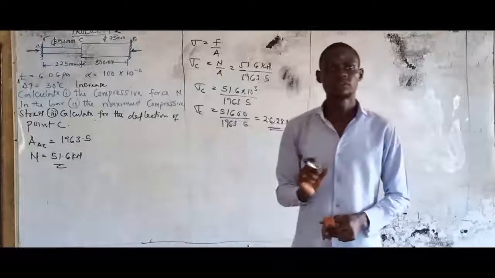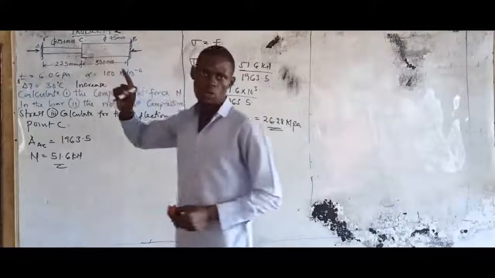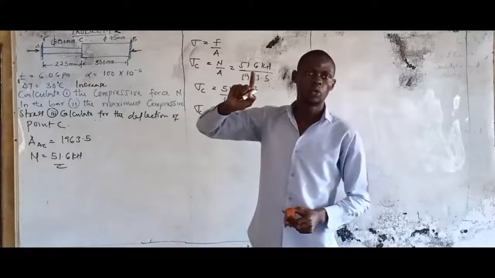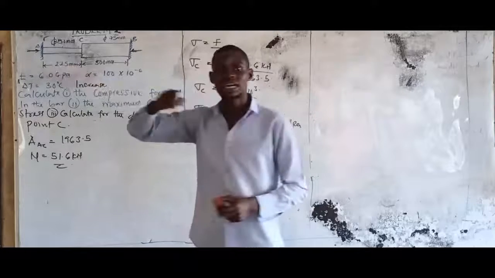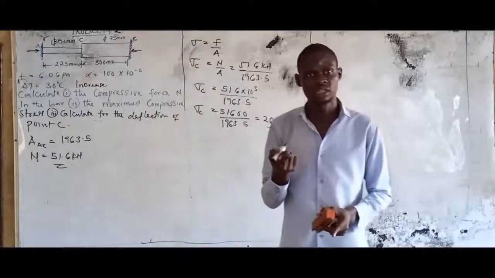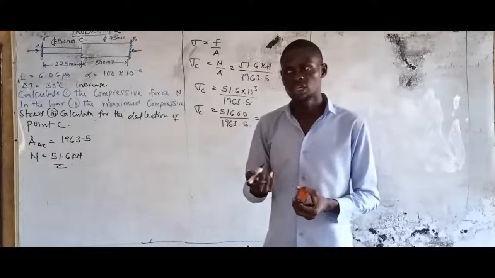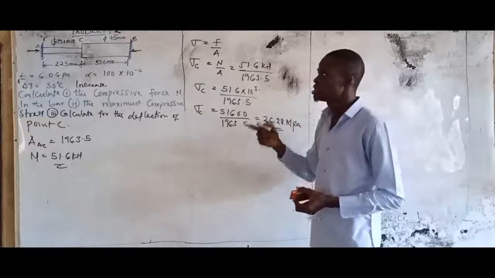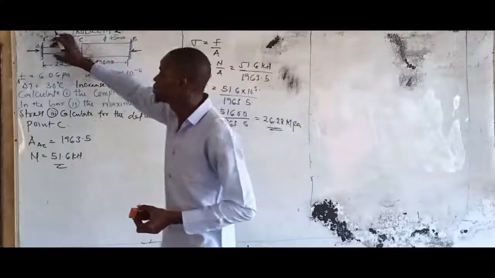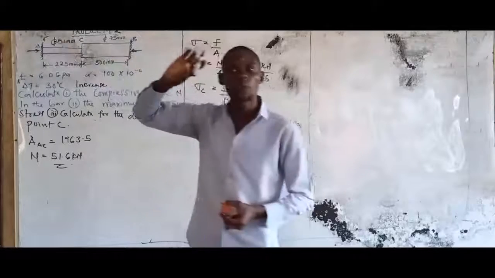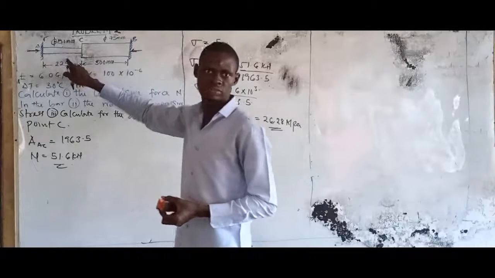Please note something. The deflection of this point C will be caused by the parts that have high compressive stress. That means the one that has the maximum compressive stress is going to produce high deflection. It simply shows that to calculate the deflection of point C, we make use of the part of the rod with the lowest thickness. That means the deflection of point C is due to the rod AC.